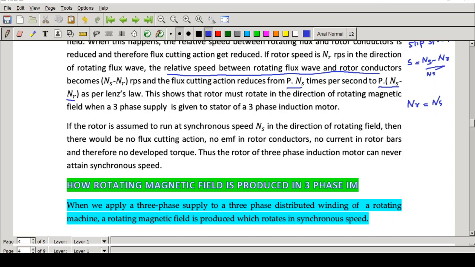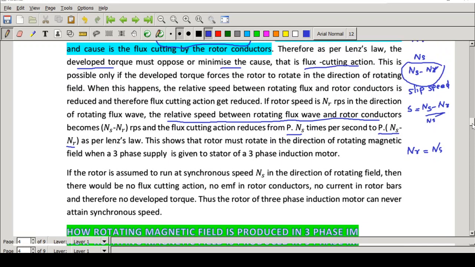It will rotate at a speed slightly less than the synchronous speed. Okay, so I hope you understood the working principle now. So I will explain one more time.